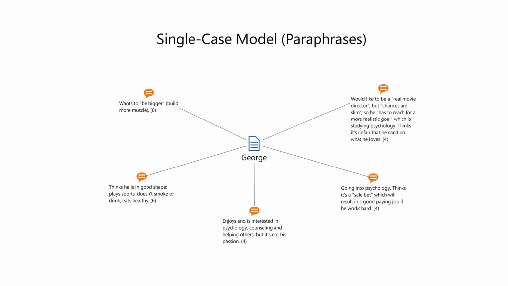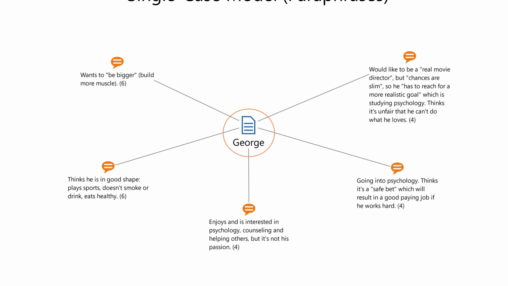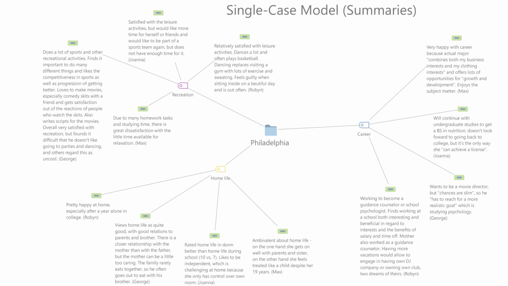The models for summaries and paraphrases have a similar structure. Again, a document is placed at the center of the map. However, instead of codes, this time summaries or paraphrases are displayed around the document.